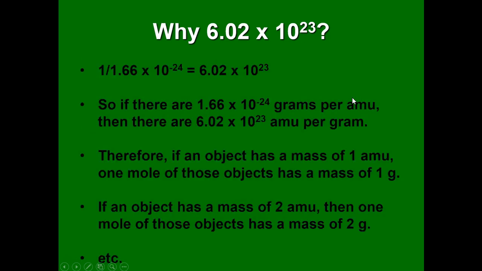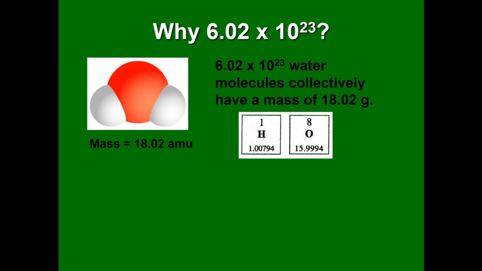So let's just go back and try this again. If an object has a mass of 1 AMU, 1 mole of those objects would have a mass of 1 gram. If an object has a mass of 2 AMU, 1 mole of those objects would have a mass of 2 grams. If an object had a mass of 18.02 AMU, then 1 mole of those objects would have a mass of 18.02 grams.